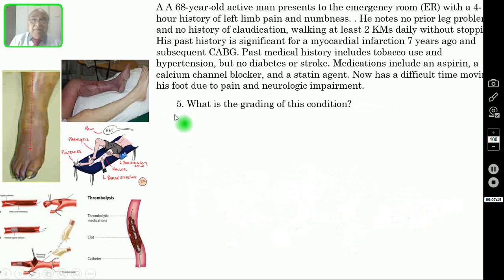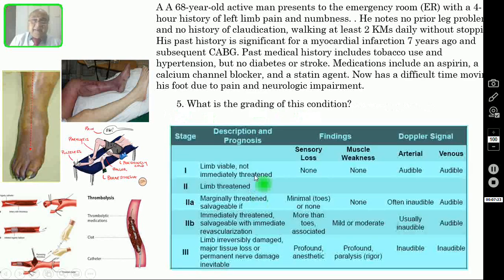Question number 5, what is the grading of this condition? This grading is known as the Society for Vascular Surgery Grading, SVS. So grading is 3 grades. Grade 1, the limb is viable, not immediately threatened. There is no sensory loss, no muscle weakness, arterial and venous Doppler signals are audible.